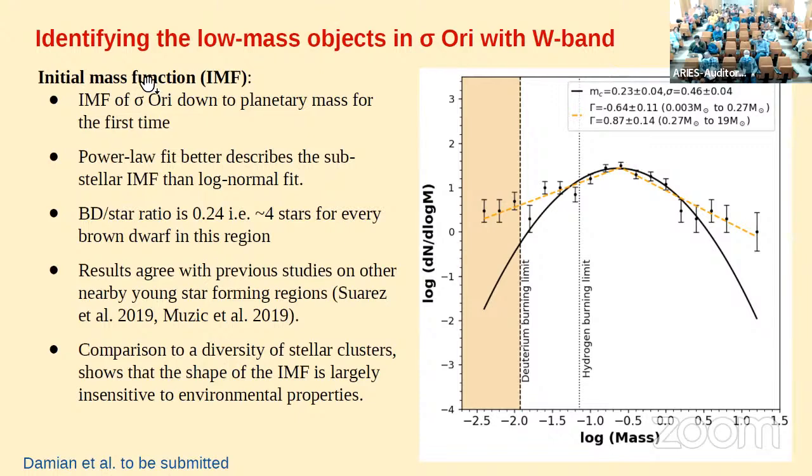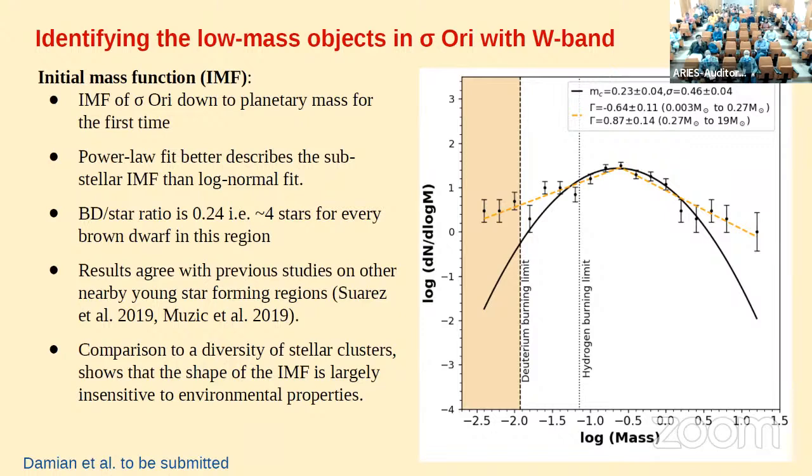Overplotted on that is the log normal fit, which is shown in black. The log normal fit gives a characteristic peak mass of 0.23 and a sigma of 0.46, which is consistent with the other young star forming regions. I've also plotted a segmented power law, which is shown here by the dotted line. This has a break mass of 0.27 solar mass. The power law fit describes the substellar IMF better than the log normal fit. Also, we get the brown dwarf to star ratio to be around 0.24, that is 4 stars for every brown dwarf in the region.